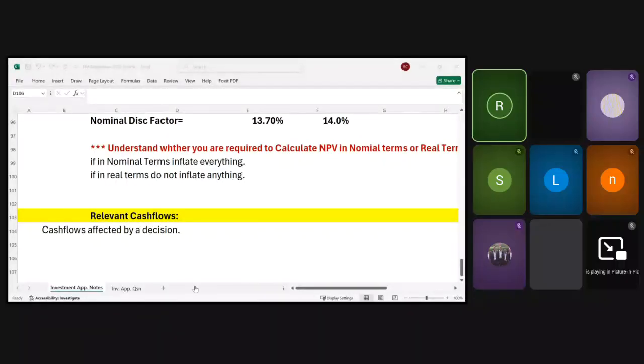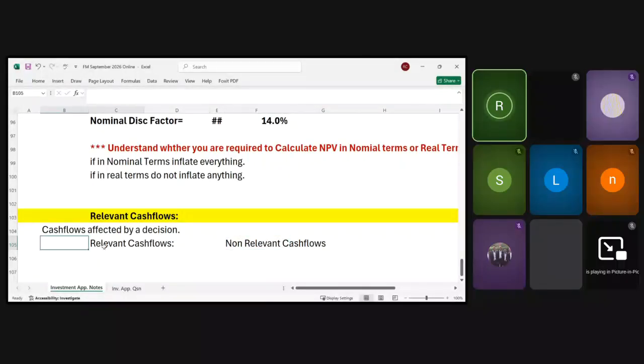So let's have two sides. I'm going to have this side here where I'm going to have relevant cash flow and non-relevant cash flow. Guys, is this visible enough? Is my presentation visible enough? Yes, sir. All right. If you happen not to see, please let me know. Right, so let me just try and separate these two things here.